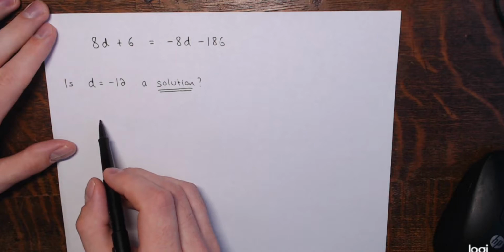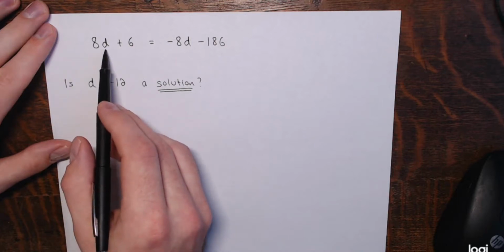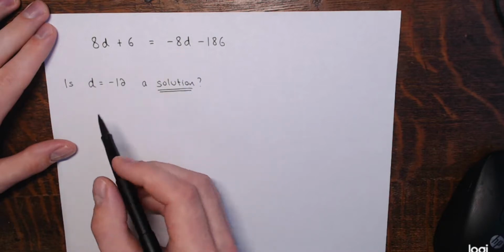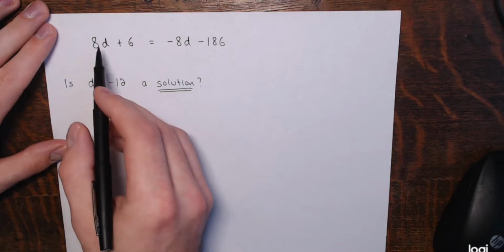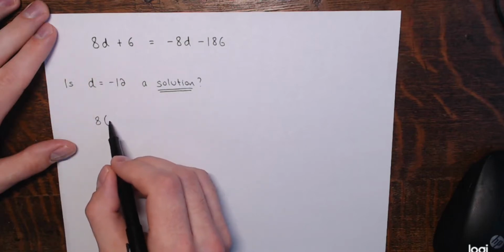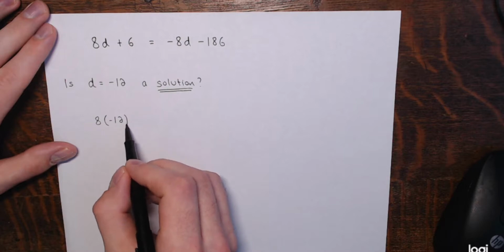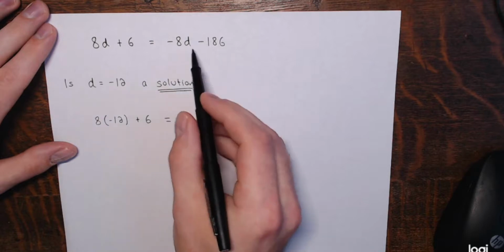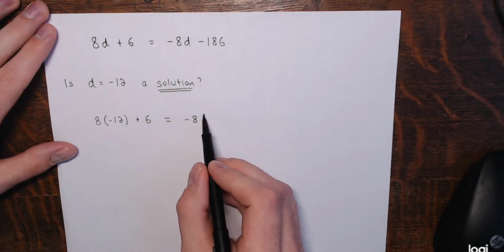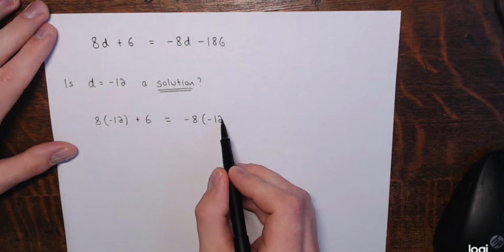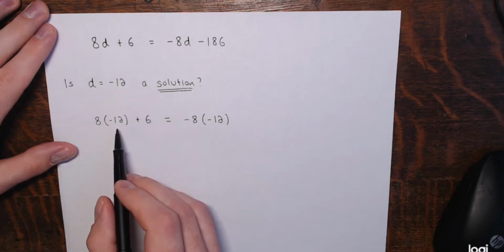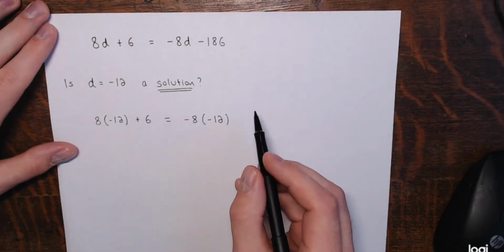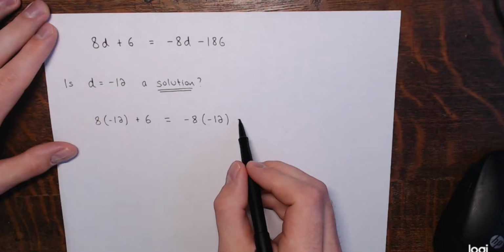Here's how we check. I'm going to replace every d I see with the number negative 12. On the left side we have 8 times negative 12 plus 6 equals, and then the right side, negative 8 times, and again I'm replacing every d with the number negative 12. If I were you, I'd recommend putting parentheses around what you replace. It's going to make things that much easier for you, I promise. And then minus 186.